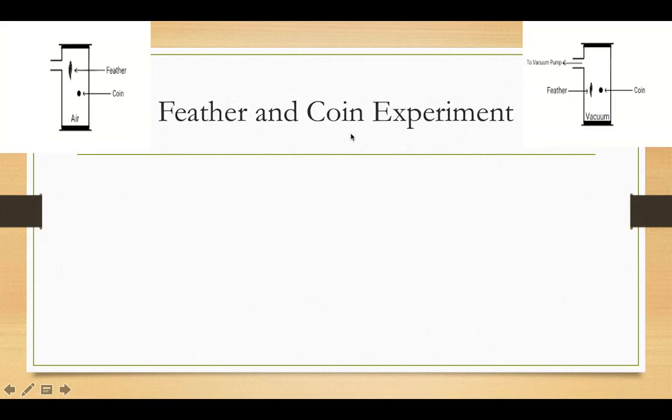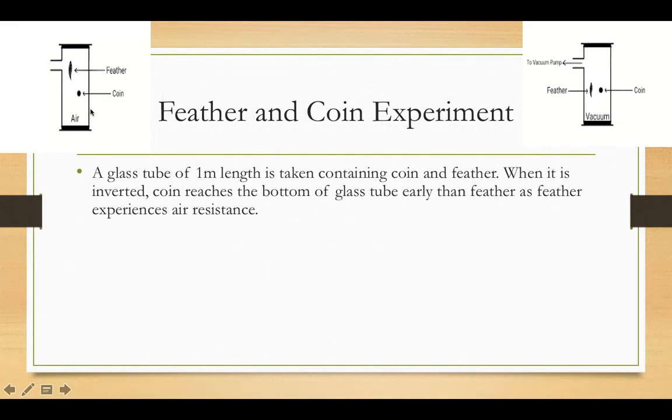Now, the feather and coin experiment. So let's discuss here. This is a glass tube of 1 meter long, and what we did is we put a coin and a feather. When you invert it, you will see that the coin reaches the bottom earlier than the feather. The reason is the feather experiences air resistance.